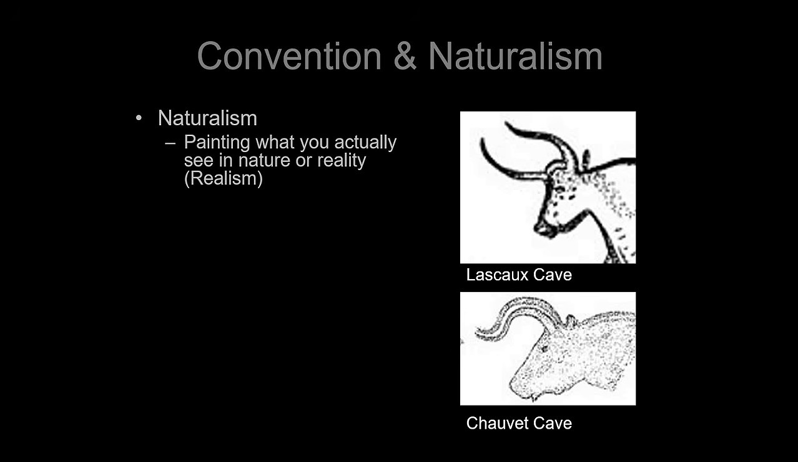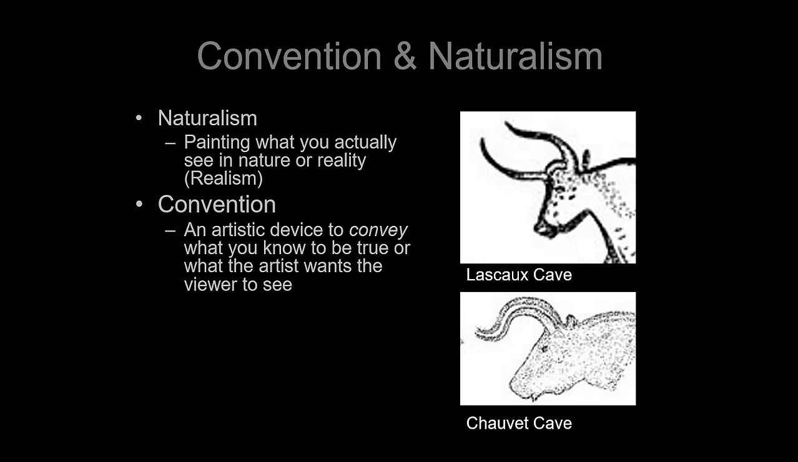So we've already established that naturalism is painting things as you see it, a kind of realistically. But convention is an artistic device. It's a way of conveying what you know to be true or what the artist wants the viewer to see. And you can see it. This is from Lascaux Cave. Here in Lascaux Cave, you can see that the bison here is in profile, but the horns are in 3/4. The horns here behave like Mickey Mouse's ears.